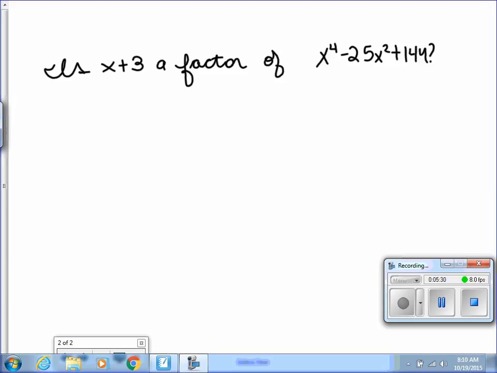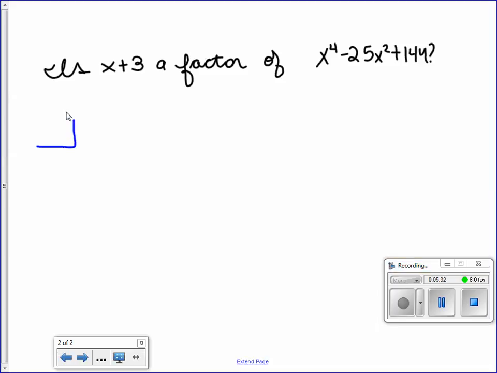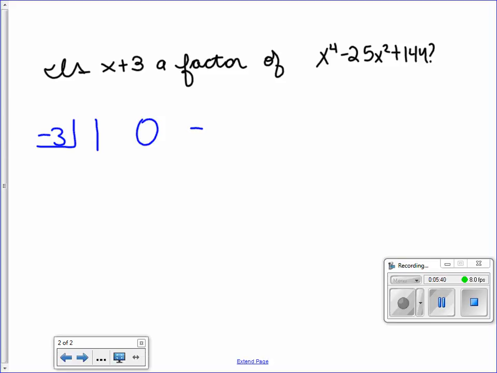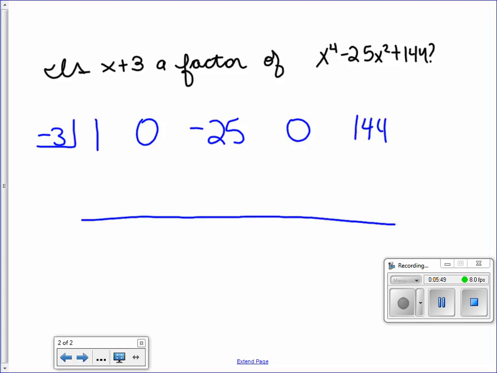Alright, what's going to go here? -3. And then I'm going to put a 1. Alright, a 1 and then a 0. -25. Another 0. And then 144. Why do I have those zeros there? Exactly. There's no x to the third and there's no x. Okay, so 1 comes straight down. Boom. -3 times 1.